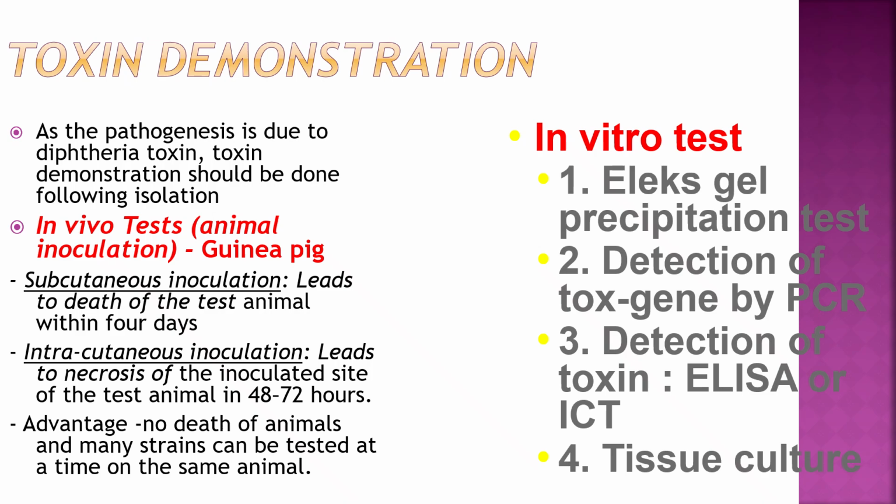In vitro tests: the best method is the Elek gel precipitation test, or detection of the tox gene by PCR, or detection of toxin by ELISA or immunochromatographic method, or tissue culture method. So these are the different in vitro tests.